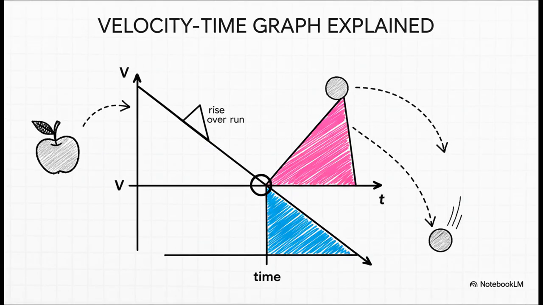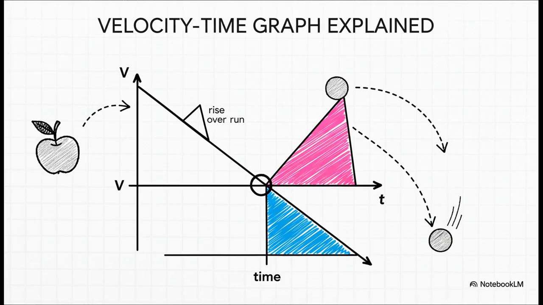And just look at how everything we've talked about comes together on this one graph. The slope of this line, that is the constant acceleration of gravity. The area of this triangle up here, that's the total distance the ball traveled on its way up. The exact point where the line crosses the axis, that's the moment it hit its peak, where its velocity was 0. And the area down here is how far it fell.